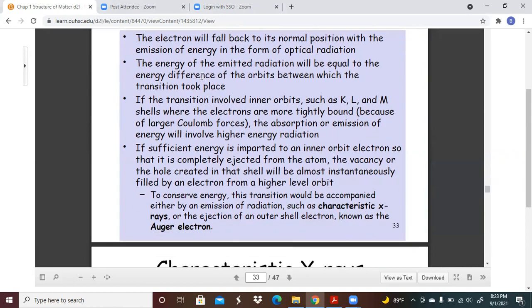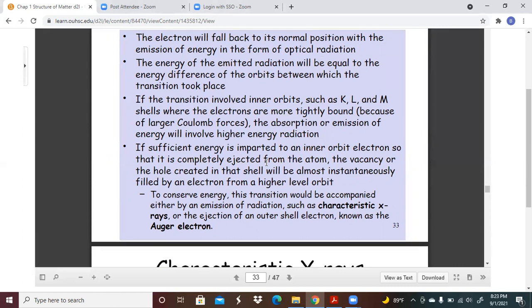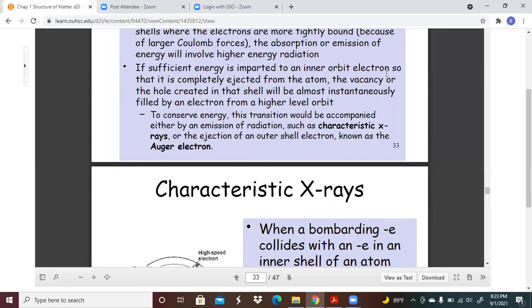The energy of the emitted radiation will be equal to the energy difference of the orbits between which the transition took place. So if the transition involved inner orbits such as K, L, and M, any of those shells where the electrons are more tightly bound, the absorption or emission of energy will involve higher energy radiation. If sufficient energy is imparted to an inner orbit electron so that it is completely ejected from the atom, the vacancy or hole created in that shell will be almost instantaneously filled by an electron from a higher level orbit.